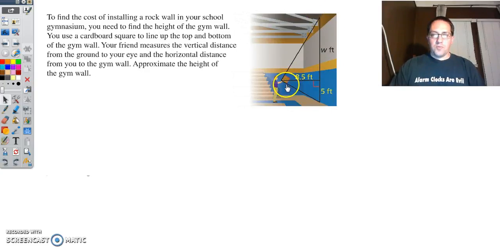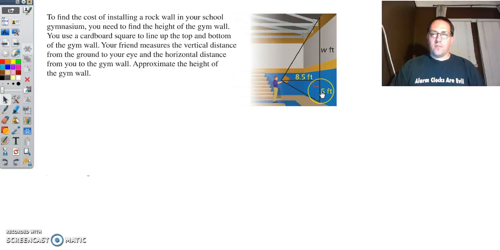So you use this right angle here. So you get a piece of square cardboard or whatever, and you line it up so you can just see the top of the wall at the top of the square, and you can just see the bottom of the wall on that bottom corner. And that sets up a right triangle for you. And then you measure from the corner of the right triangle, or the square, to the wall, and that creates an altitude. And then you need to measure how high your eye is, right? How high you're holding this.